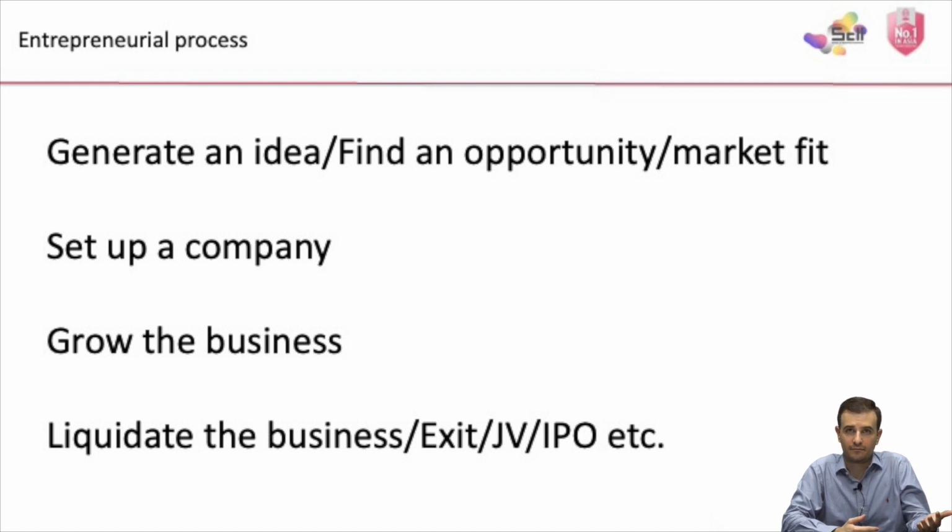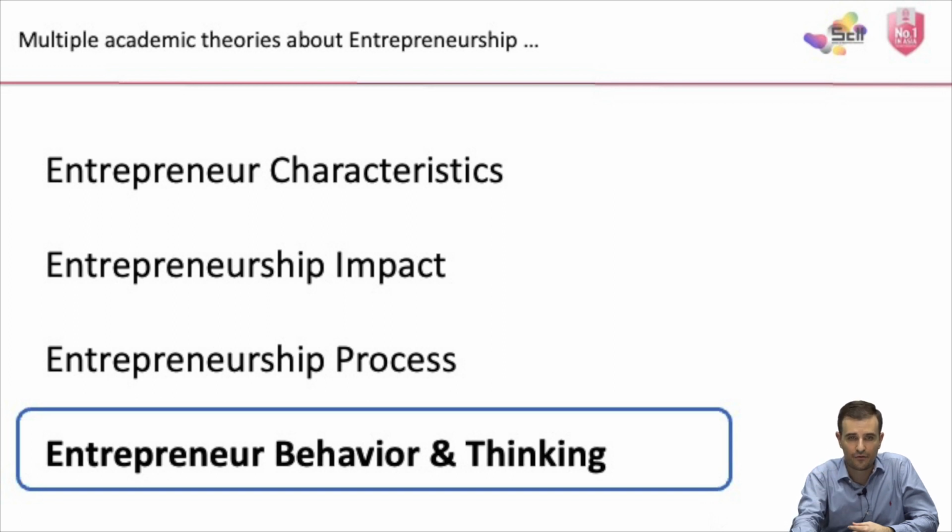is this enough? Will they actually become entrepreneurs just by following the checklist? And the answer is no, they will not. Even though they have all this plan nicely laid out on paper, even if they know everything that must be done to start up a new business, still people will not become entrepreneurs. So this leads us to the final theory, which is the theory of entrepreneur behavior and thinking.